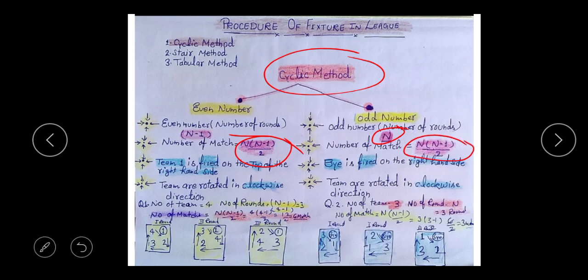Clear? Then here, if the teams are even, then number 1 is fixed on the top side, right hand side. Clear? Number 1 is fixed on top of the right hand side. Clear? Like this. Clear beta? Then here the bye will be fixed on the top side. See, there the bye will be fixed on the top side. Clear?